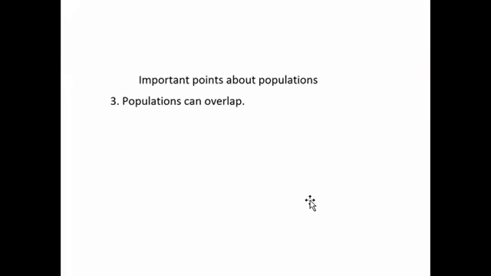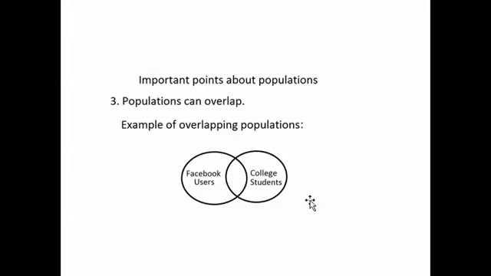Another point is that populations can overlap. For example, college students who are on Facebook are members of two populations. They're members of both the college student population and the Facebook user population.